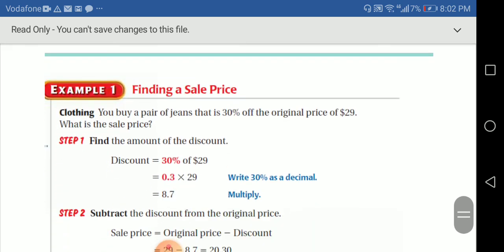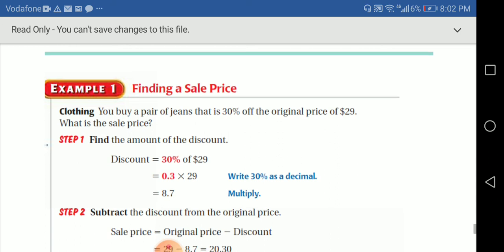Finding the sale price, now we reached that. Remember, guys, this was a very interesting lesson. You can buy a pair of jeans that is 30% off the original price. Of what? Of the original price, which was $29. What's the sale price? Okay, it's easy. First of all, guys, I will find the discount.